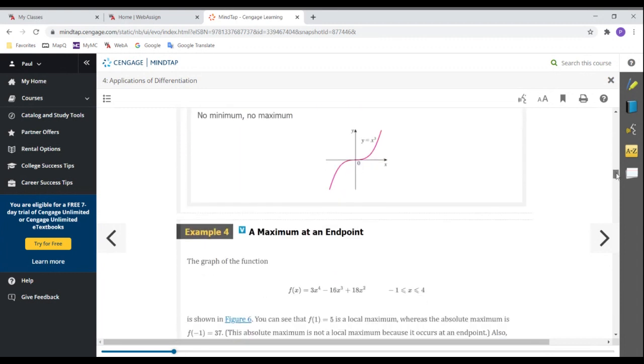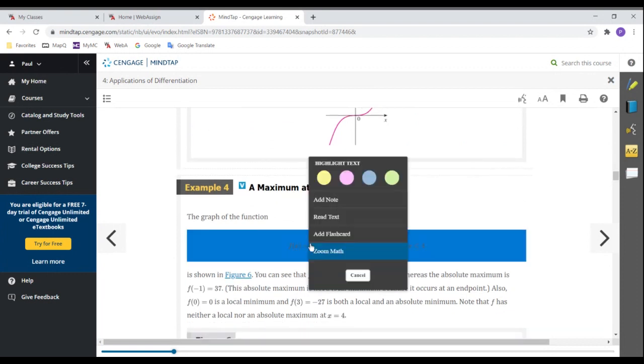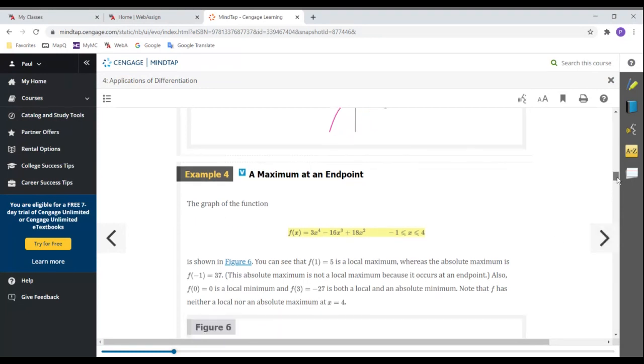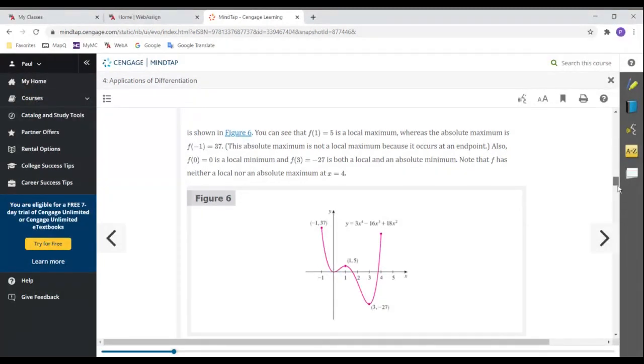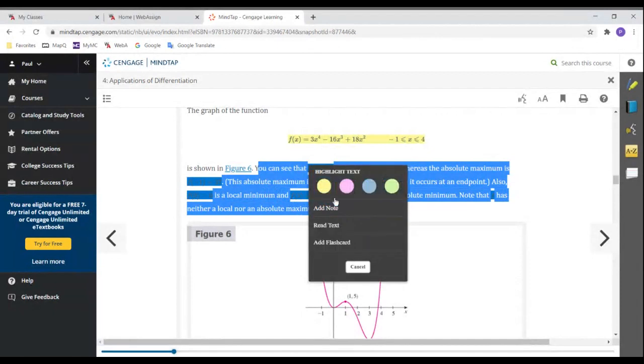All right, and then you can have a maximum at an endpoint. Here they have a function, a polynomial. They're graphing the polynomial, but they're limiting the function so that x is between -1 and 4. They're limiting the domain. And they graph this function right here, and they make some comments about it. Let me highlight it.